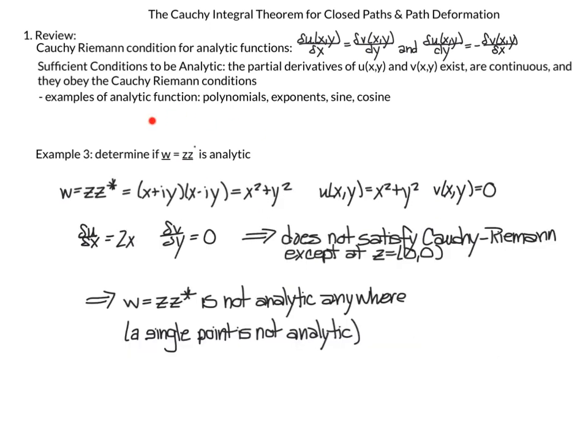I will say this last example, which we did in our last video, is w equal to z times its complex conjugate. So here I have z times its complex conjugate is equal to x squared plus y squared. Surprisingly, this does not satisfy the Cauchy-Riemann conditions except at z equals 0,0. So this function w is not analytic anywhere, because a single point cannot be analytic because it needs a neighborhood around it, and that's what we had discussed in our last video.